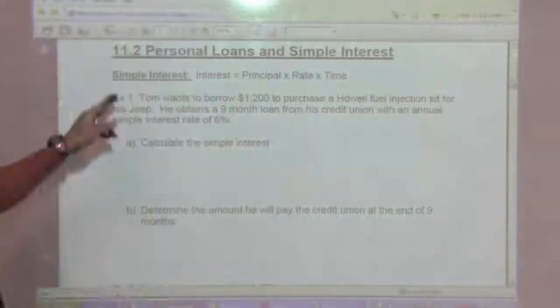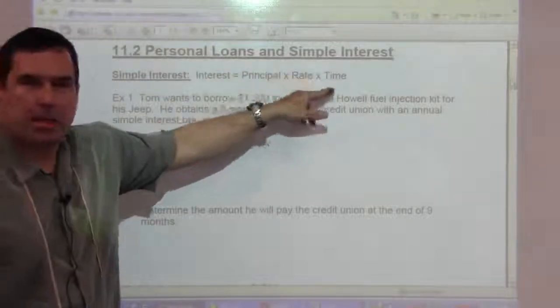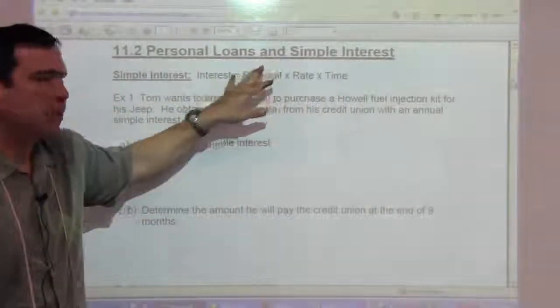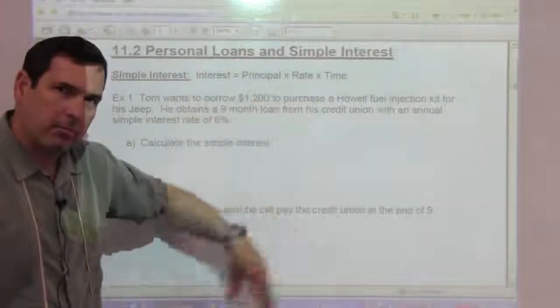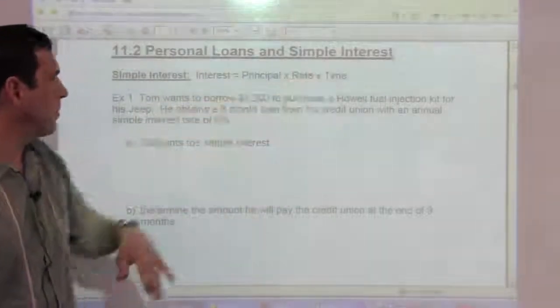Okay, so simple interest is interest that is principal times rate times time. So this is not compound interest, which we'll talk about further on in the course. It's simple interest. So principal times rate times time.